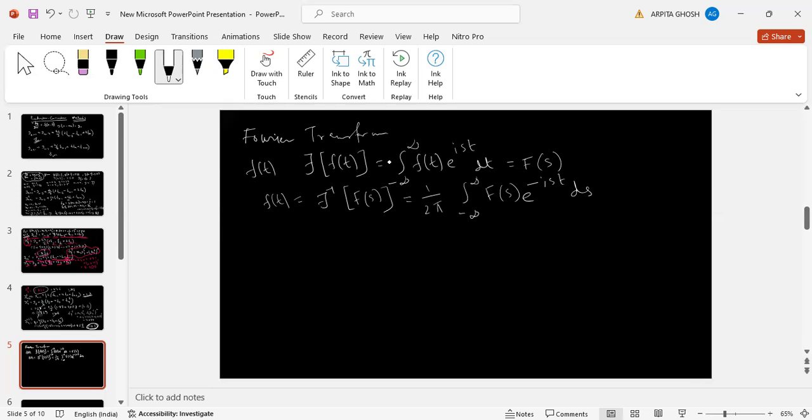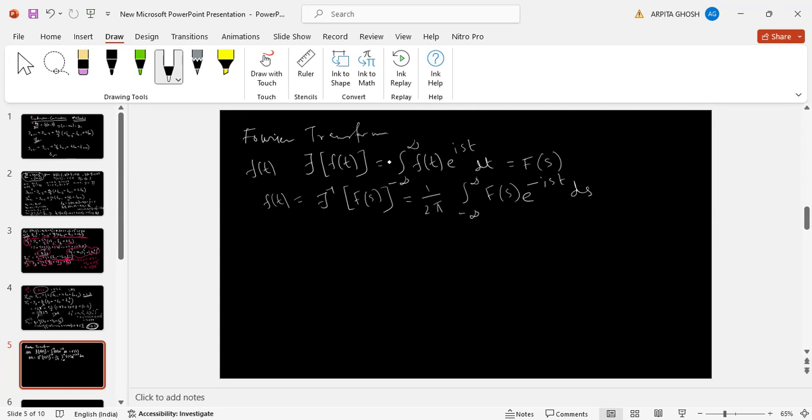In the second set of formulas, which Grewal, Kreyszig, these sort of books use, the constant terms are 1 by root 2 pi here as well as here 1 by root 2 pi, so that when we multiply the constants, we get 1 by 2 pi.